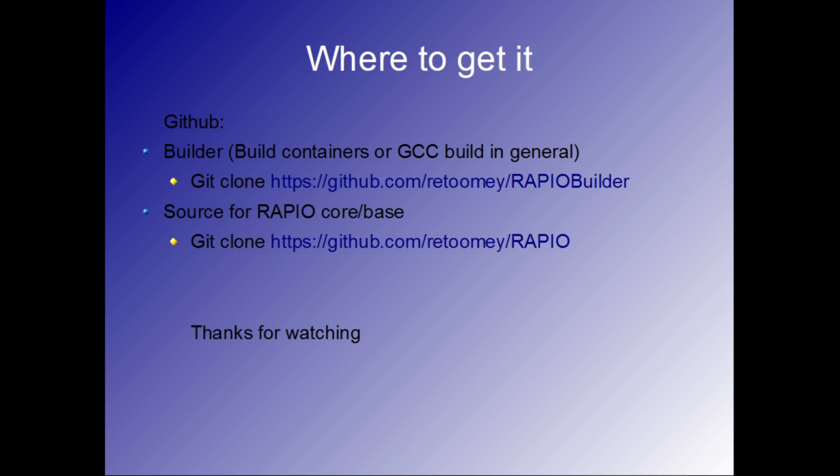So the last thing would be where to get it. Here you can do git clone over HTTPS. You get the RAPIO builder, which gives you the basic building ability. And then if you want the actual code itself, you can clone it out, but the builder will also clone that out for you if you want. So you can use the builder to create a container to experiment with it, or you can actually build it on Linux if you want.